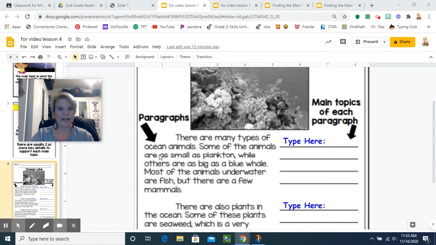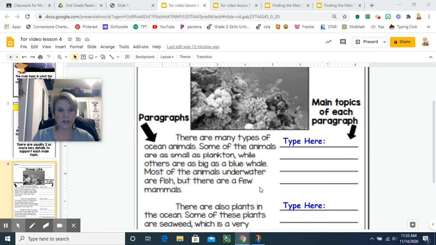Ocean life. There are many types of ocean animals. Some of the animals are as small as plankton, while others are as big as a blue whale. Most of the animals underwater are fish, but there are a few mammals.